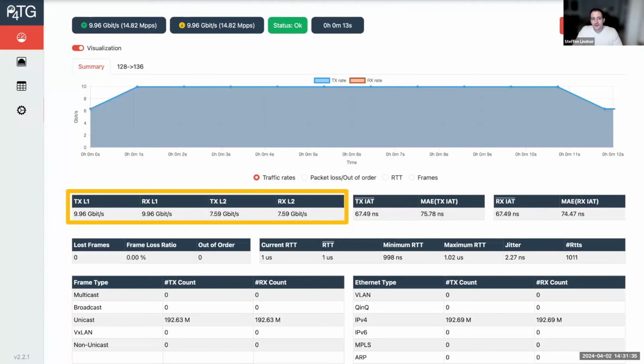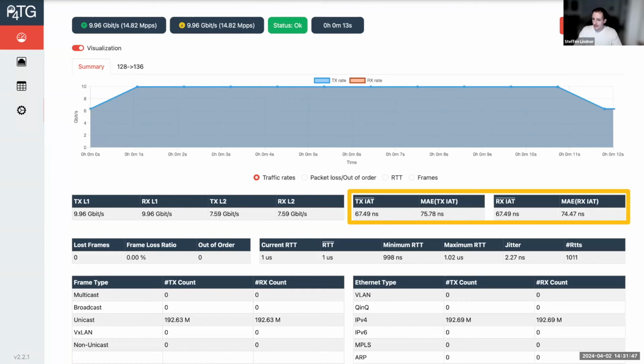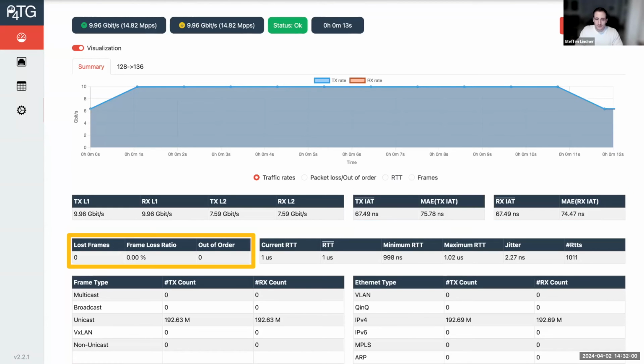When we start the traffic generation, we get a nice visualization about traffic rates, packet loss, and RTT over time, as well as the total send and receive rates on layer 1 and layer 2. We also get the send and receive inter-arrival times, both the mean as well as the mean absolute error. In this case, it's a Tofino to Tofino connection, so there's no traffic distortion. That's why these values are the same. We don't have packet loss because Tofino to Tofino connection, no need to drop packets.